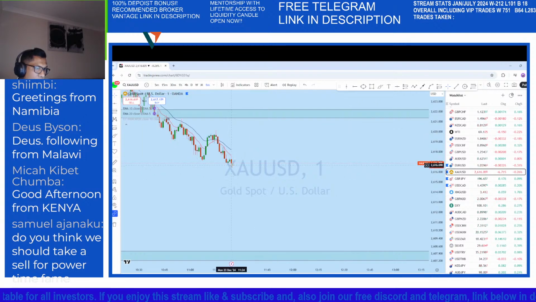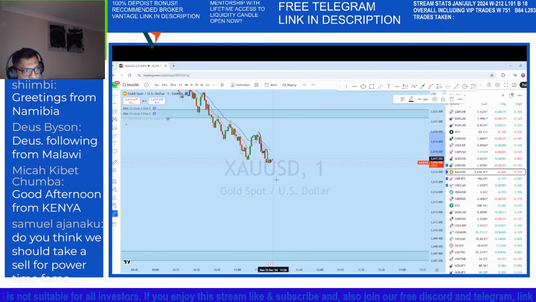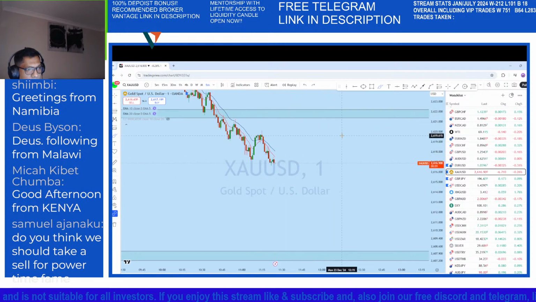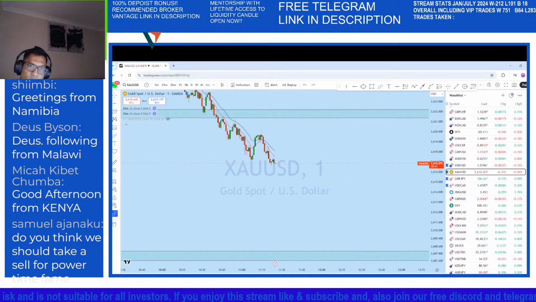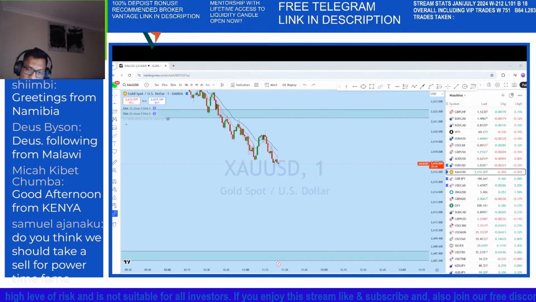I would like to see the market moving up, but we see that it is still trending downside. So the bias here is only towards the downside. We will be looking for a potential selling opportunity once we find price action confirmation. But in the meantime, let's observe the market.